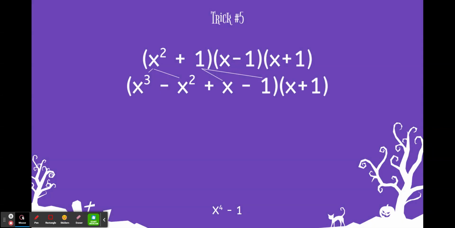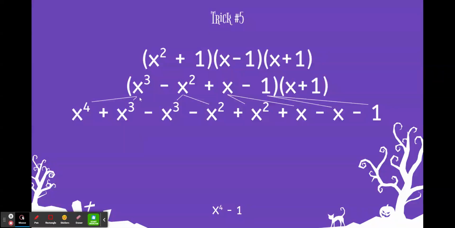You can see that by, first of all, multiplying x squared plus 1 times x minus 1. So when we do x squared times both of these terms in here, we get x cubed, and we get minus x squared. Since this is a minus 1, x squared times minus 1 is negative x squared. When we multiply 1 by x minus 1, we get x minus 1. Then we've got to multiply this whole thing by x plus 1.